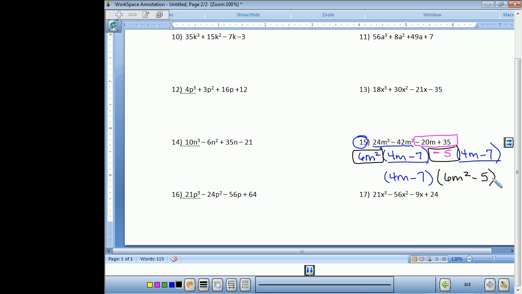Okay, so let's go back and try one more of these. I want you to try number 14, and then we'll go back up to the top and try one of the easier ones too.